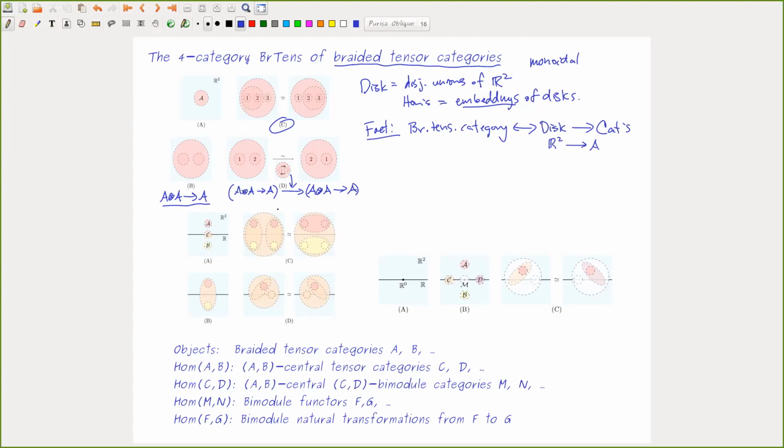And the content of the assertion is that these morphisms and the relations that one usually spells out when one defines a braided tensor category present this category. So it's a presentation of the category of disks in such a way that when you represent it into categories, you get exactly the notion of a braided tensor category. So if you like, that's one way to define braided tensor categories.